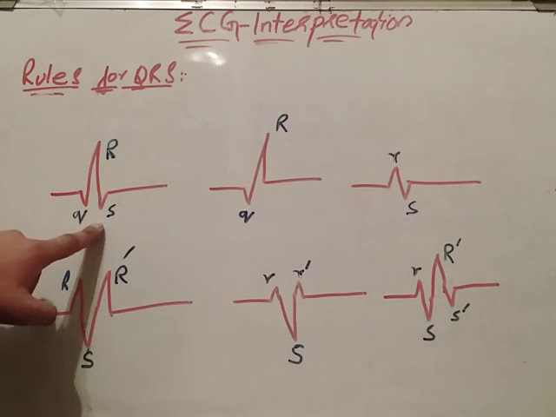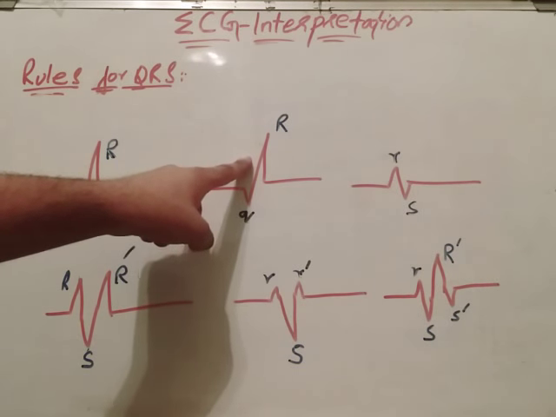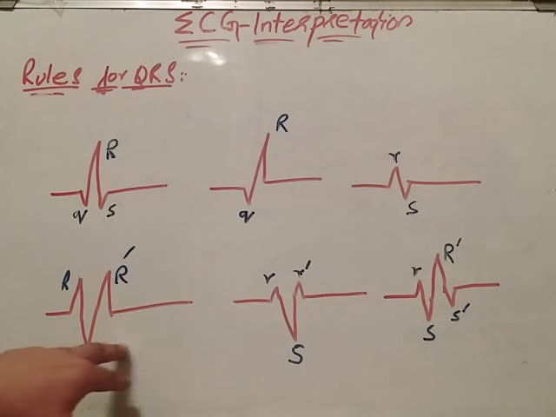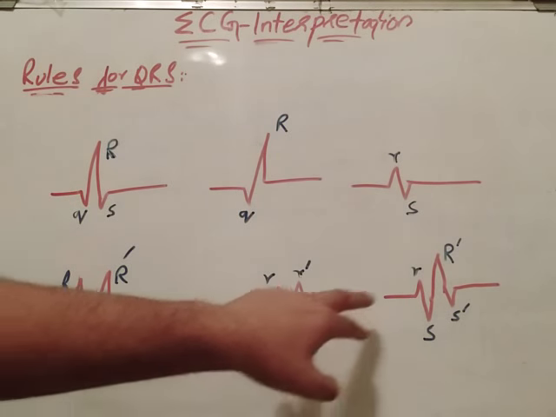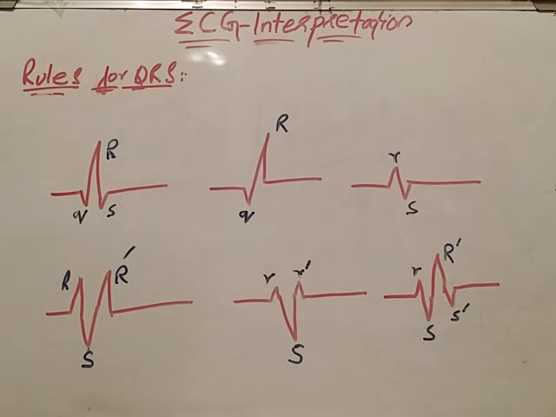If it has 3 waves, then it will be triphasic. If 2 waves are present, it will be biphasic. 1 2 3, triphasic, 1 2 3, triphasic, 1 2 3 4, tetraphasic. So these are all the different configurations or different graphs of the QRS complex. Thank you.